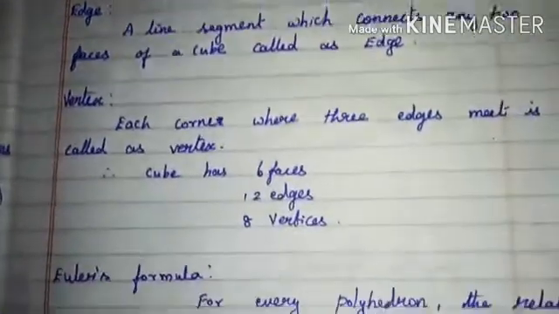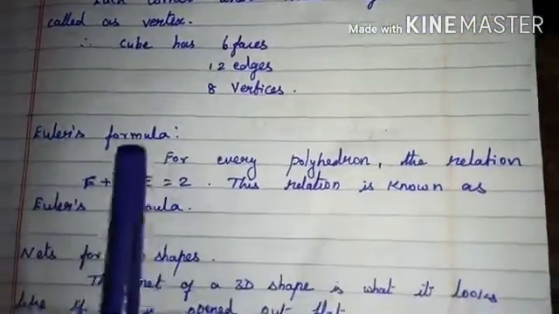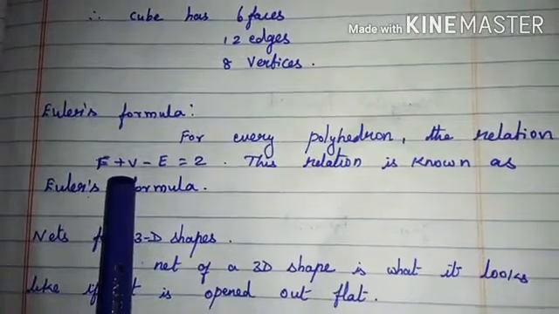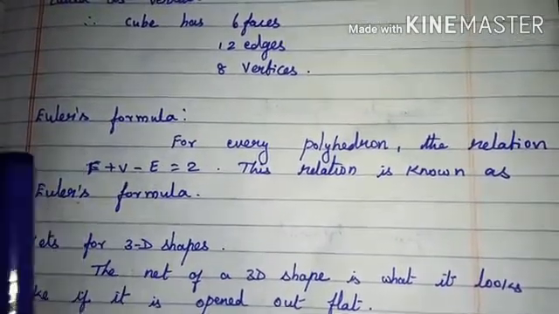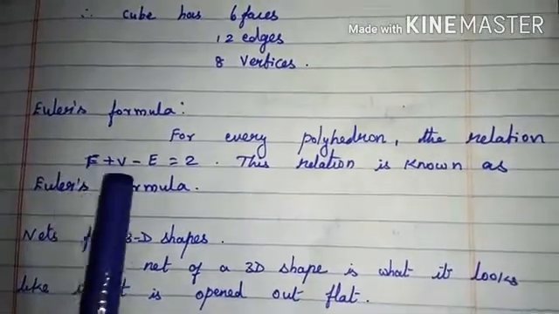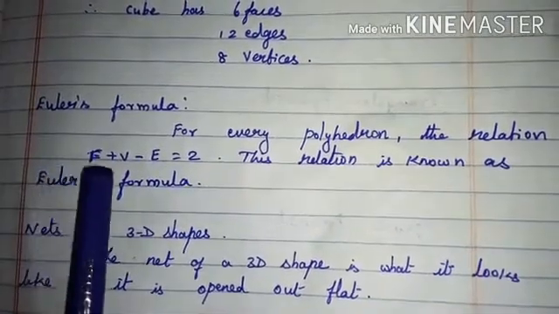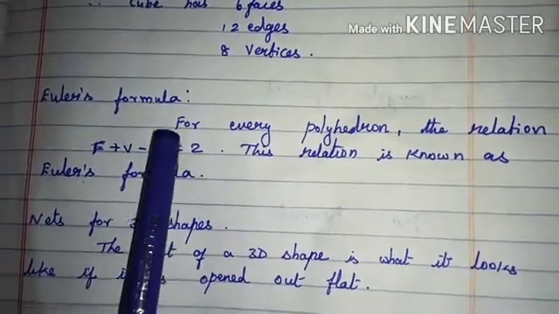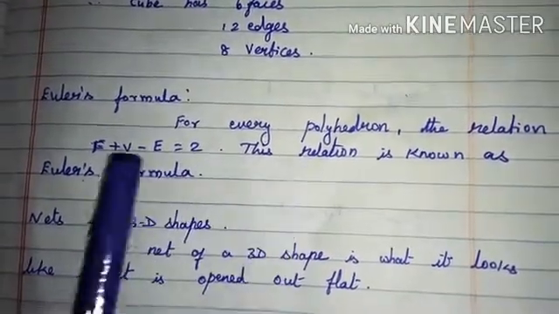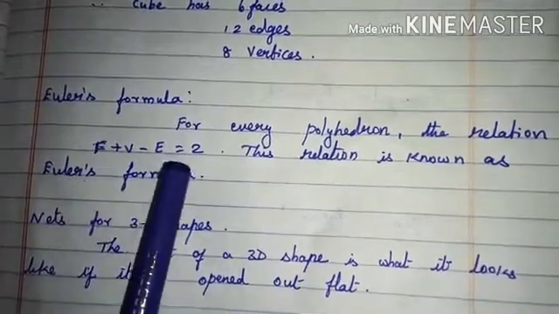Next we have the topic Euler's formula. Euler's formula is faces plus vertices minus edges is equal to 2. That is, for any polyhedron, the relation is true. If we add the faces and vertices and subtract the edges, we will get the answer 2. This relation we call Euler's formula.